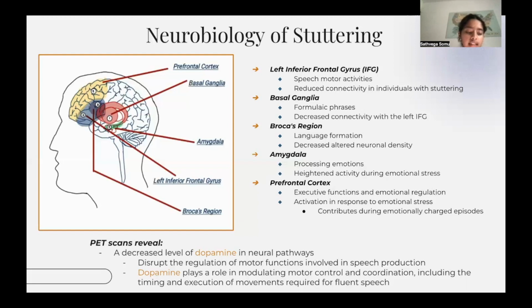Neuroimaging techniques like fMRI as well as PET scans have revealed a decreased level of dopamine in neural pathways, which can disrupt the regulation of motor functions involved in speech production. This is because dopamine plays a pivotal role in modulating motor control and coordination, including the timing and execution of movements required for fluent speech. The decrease of dopamine can cause a decreased level and efficiency of the functions for speech production.